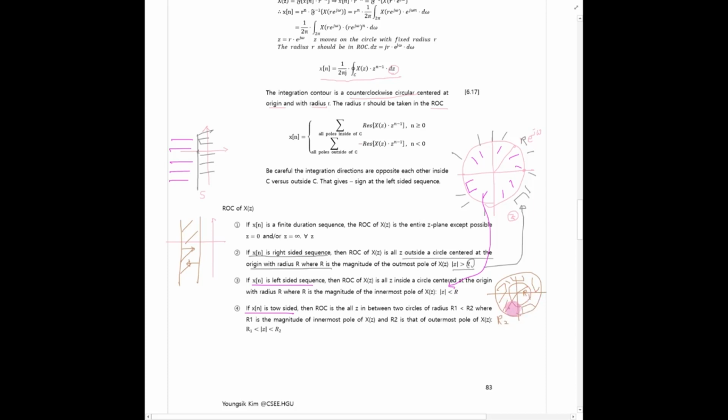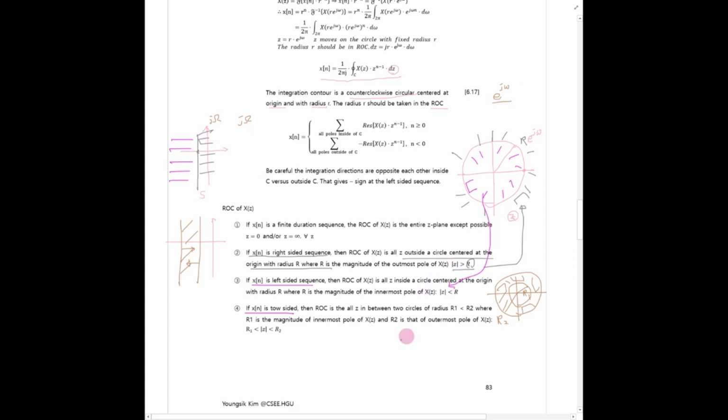So in the Laplace transform, it's a straight line parallel to the j omega axis. This is the j omega axis. But in the G transform, all the parallel lines are expressed by circles, because of this expression: j omega is expressed by e to the j omega. This one is a circle, and this one is a straight line.